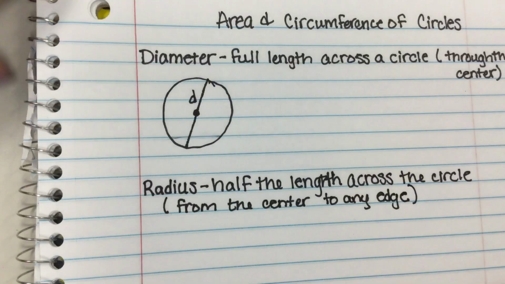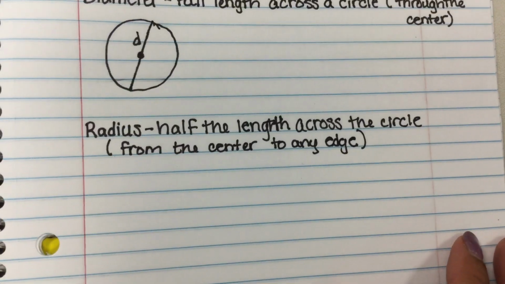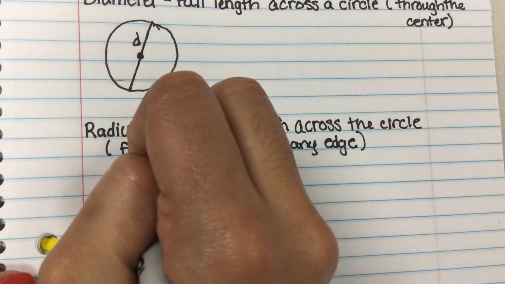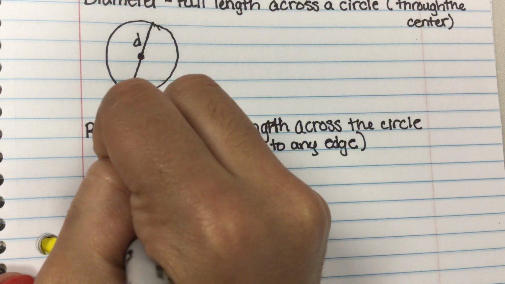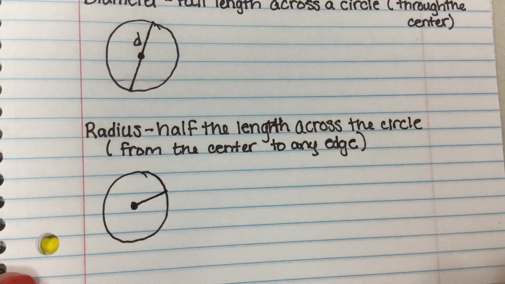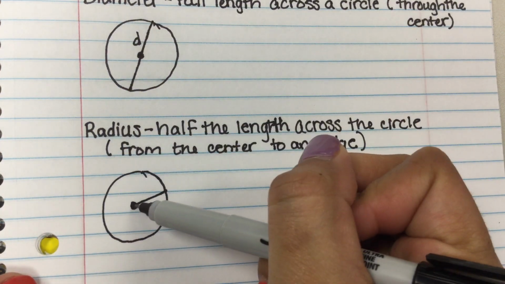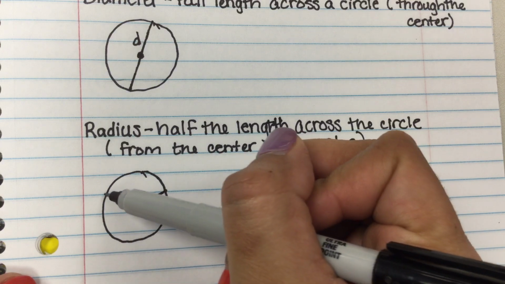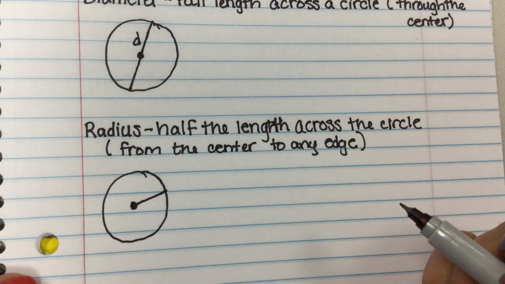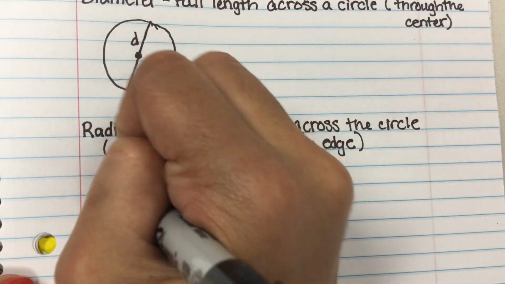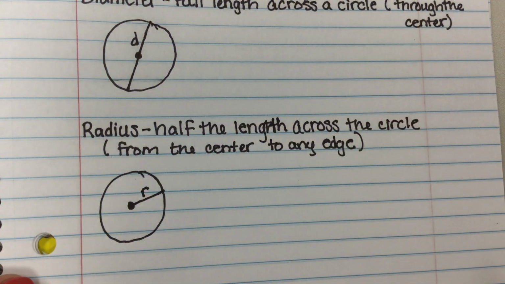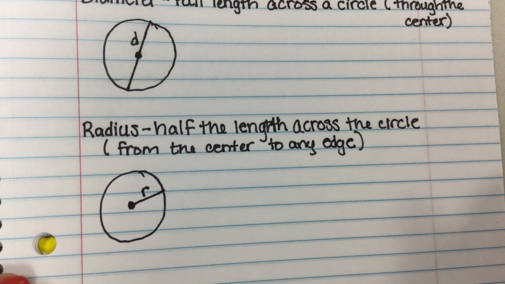Here's another picture of our radius. From the center to any edge, and you can do center to this edge, center over here to this edge, center up to that edge. It doesn't matter, that is all the radius, and so we use the little r in our formulas.